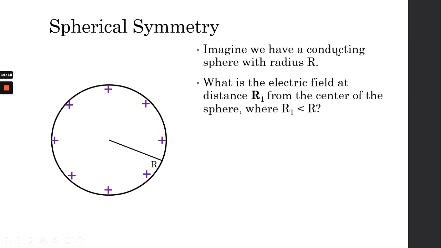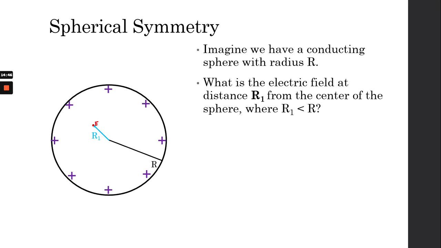And then what we want to do is, what if we want to measure the electric field at a distance r1 from the center of the sphere? This is the center of the sphere, and we want to measure the electric field at r1, wherein r1 is less than the value of the radius. So meaning r1 is, let's say, about this length. So what is the electric field at this point?